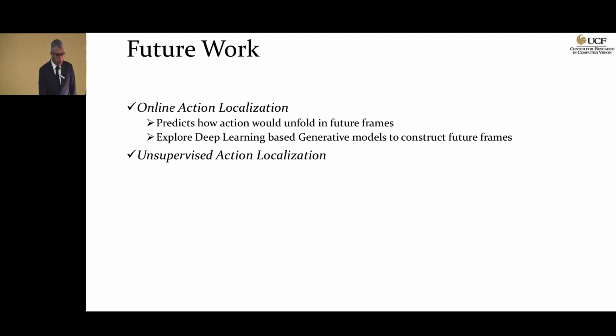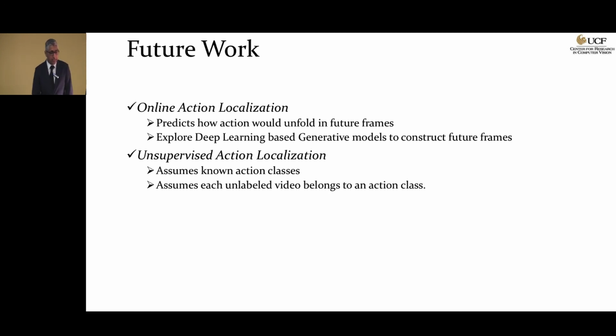For unsupervised action localization, the current method assumes the number of action classes is known to our method, and also we assume that each video belongs to one of those K classes. So a future way to explore is that we can look at noisy videos where we don't necessarily have K actions. Some of them might be outliers, so we can come up with a way to remove those, or we can come up with a way that can explore and find out the actual number of classes without knowing in advance.